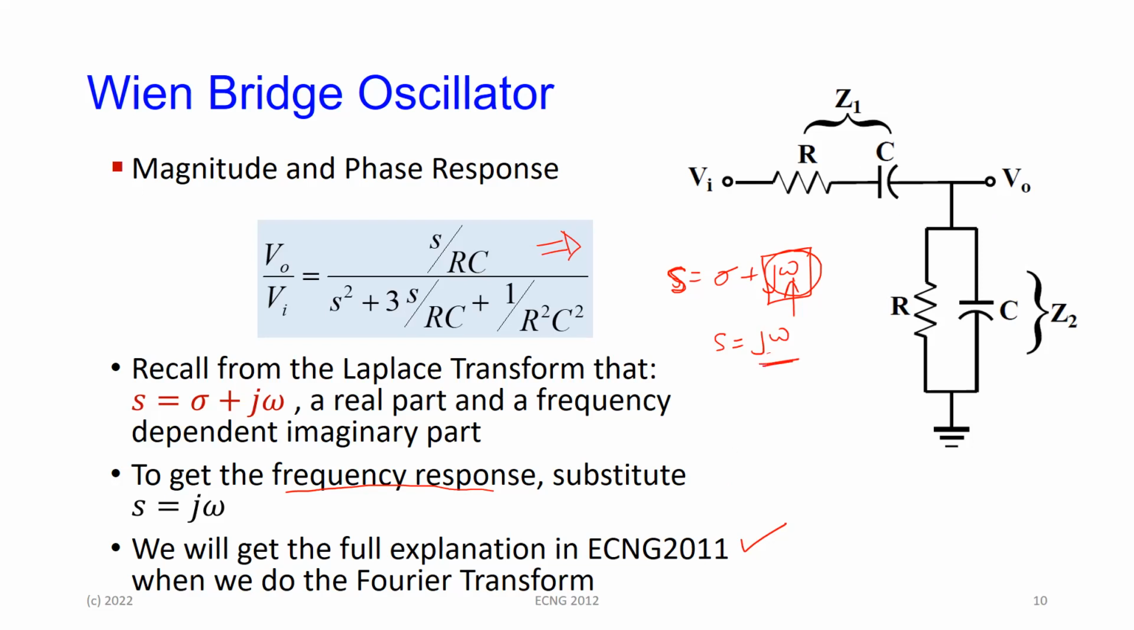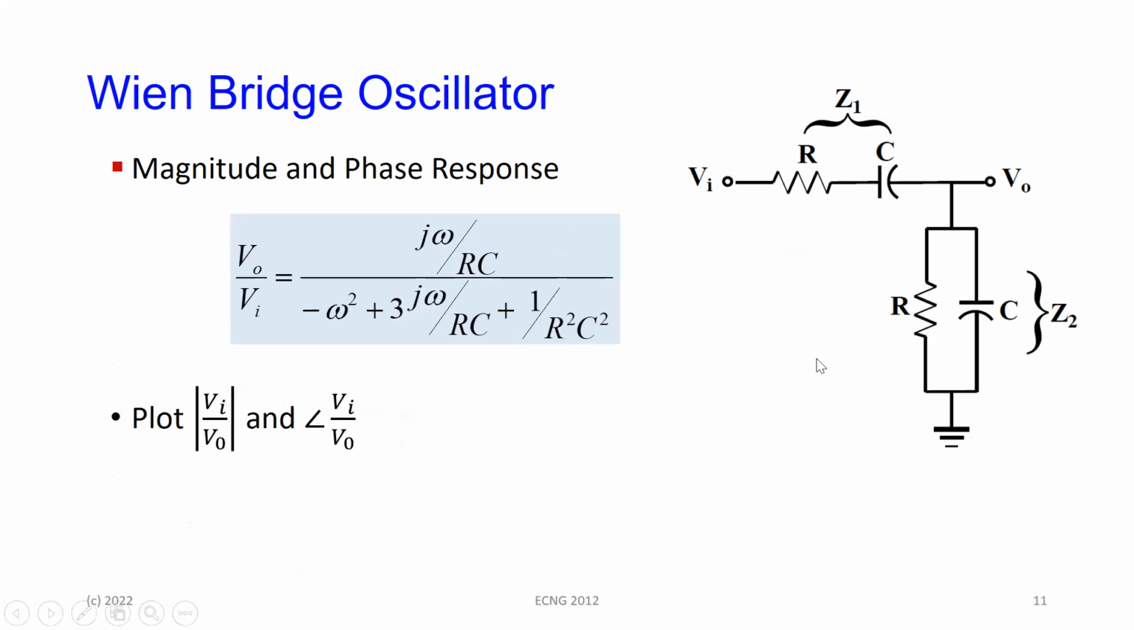So if I do that to the transfer function that we have above, I'm going to get an expression looking like this: j omega over RC, over minus omega squared plus 3 j omega over RC plus 1 over R squared C squared. Now notice something.